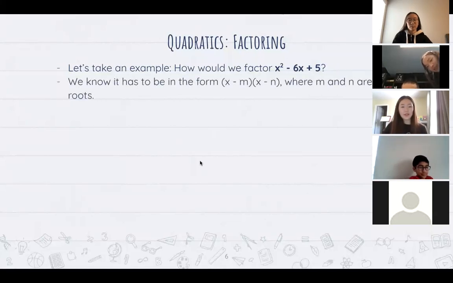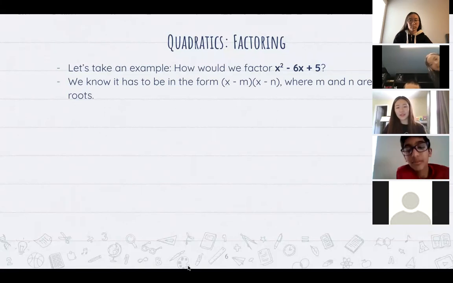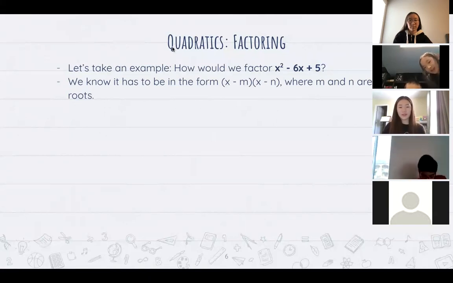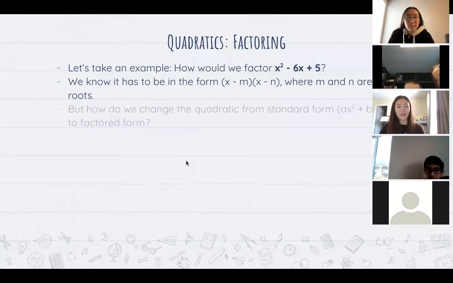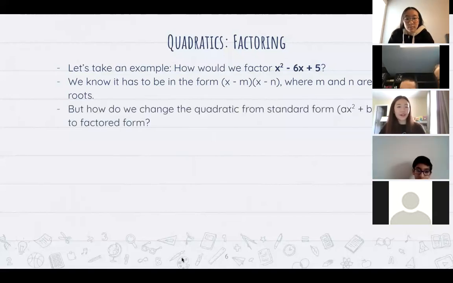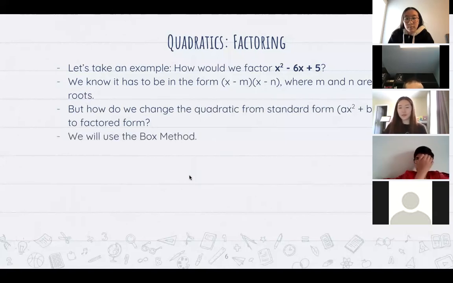So we know that when we factor, it becomes the intercept form that we learned last time. So it's x minus m times x minus n, and sometimes there's a coefficient in front of the x's too, when we get to more complicated ones. But how do we change this ax squared plus bx plus c into factored form? Well, we have multiple methods, but we're going to start with the box one. This is kind of a simple one, and once you understand, you'll probably switch to other methods as you become familiar with factoring, but this is a good one to start with.